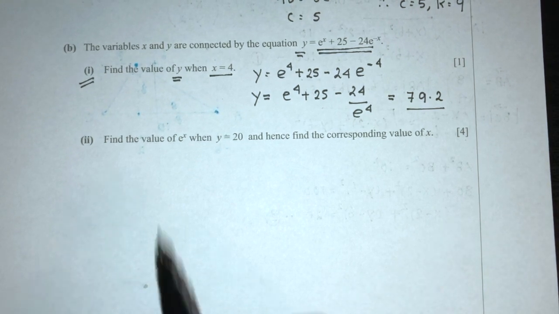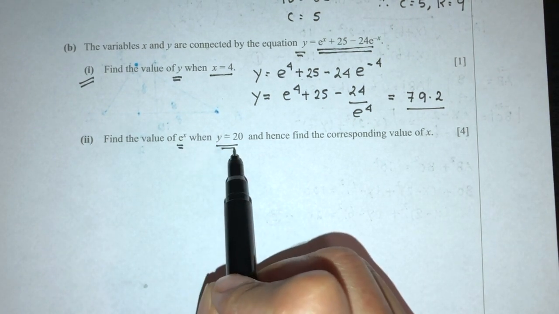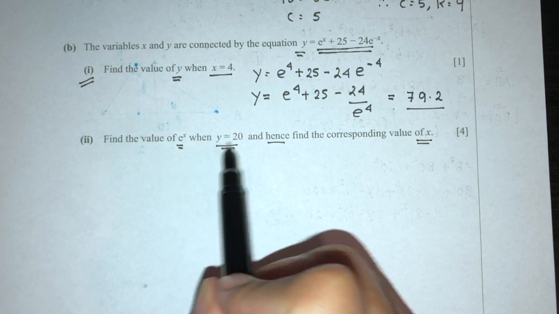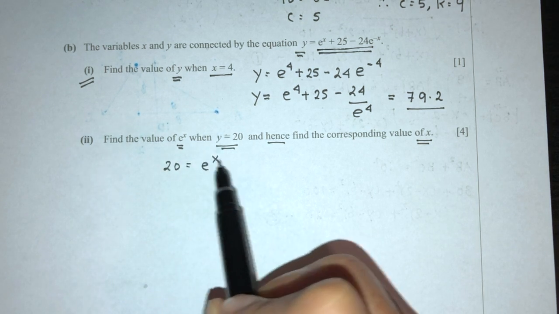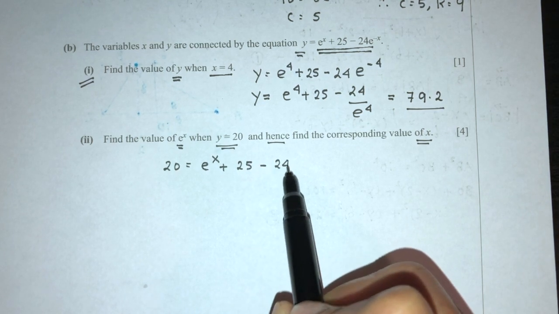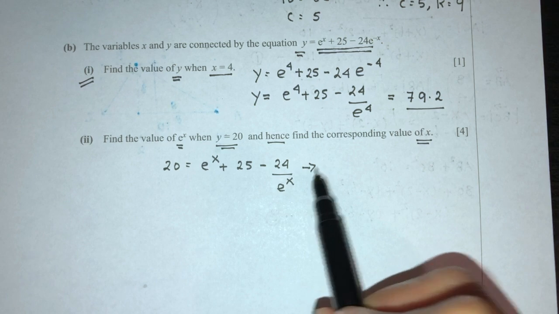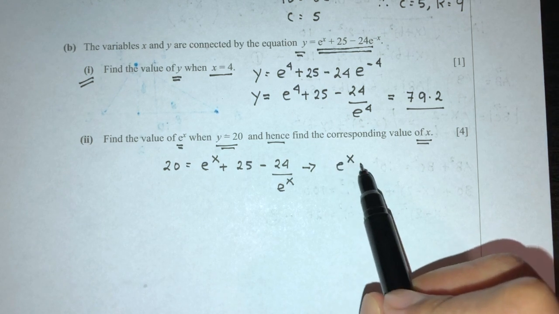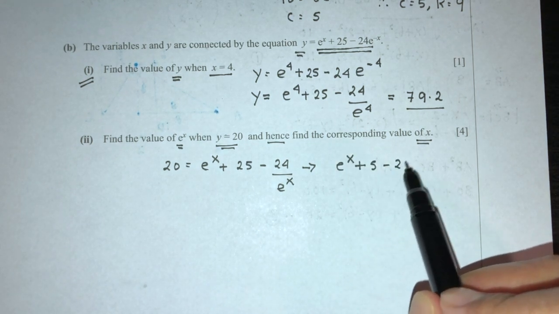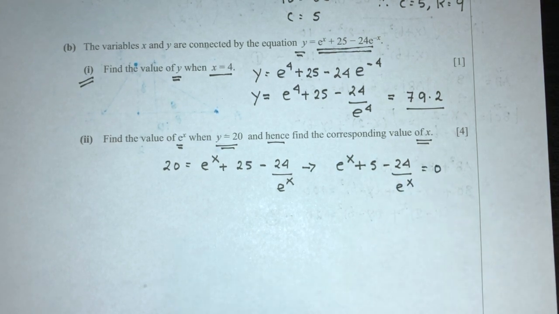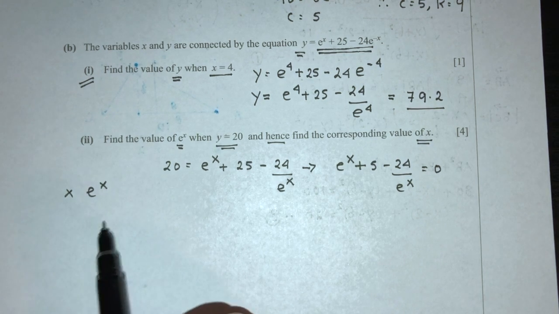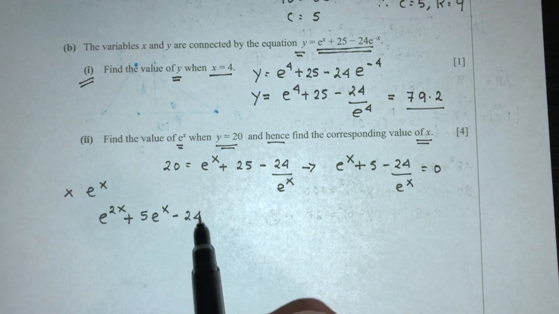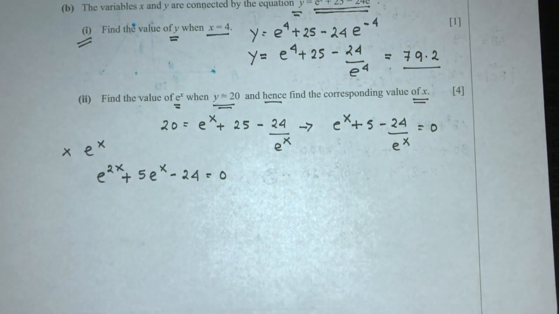Now part 2, find the value of e to the x when y equal to 20, and hence find the corresponding value of x. So step by step. So replace y by 20, you have 20 equal to e to the x plus 25 minus 24 over e to the x. So simplify, send this over here, you will have e to the x plus 5 minus 24 over e to the x equal to 0. Now multiply everywhere by e to the x, that will give you e to the 2x plus 5e to the x minus 24 equal to 0. Now we can factorize.